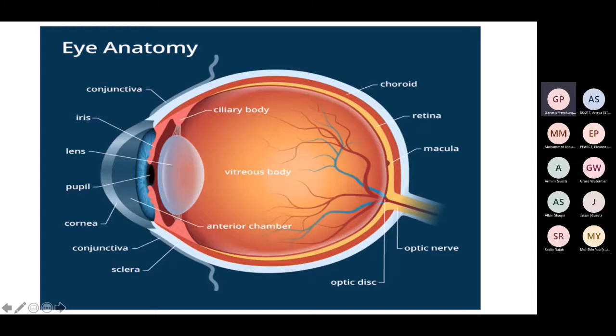So to start off with, we have the cornea. That's the outermost part of the eye. It's the gel-like substance, and it sits in front of the eye. And then you have the colored part of your eye, whether it be blue, brown, green, whatever, is called the iris. What sits in the center of it is your pupil.